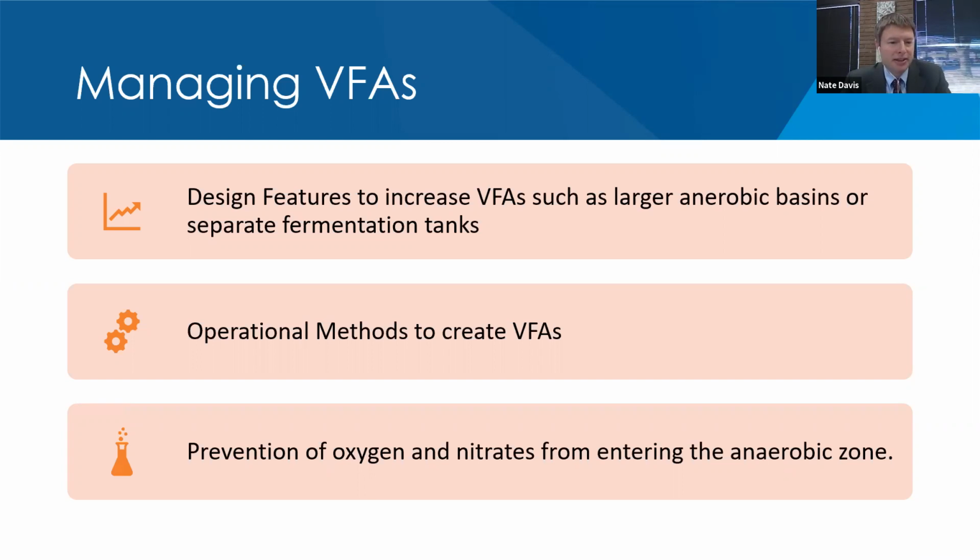There are some operational methods to help you create some volatile fatty acids for an existing facility. You know, there's some things you can do, tweaking primary clarifiers and flow routing, or even maybe trying to encourage some settling in some different tanks to where you can get some fermentation. And then obviously the prevention of oxygen and nitrates from entering the anaerobic zones is critical. We'll want to design facilities to avoid any areas that would entrain oxygen ahead of your activated sludge.